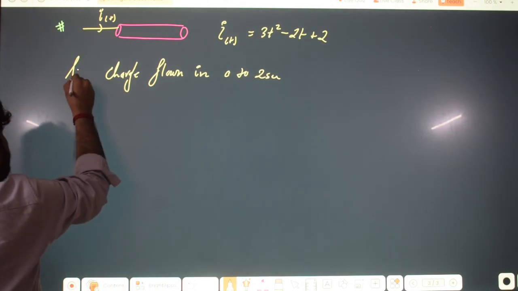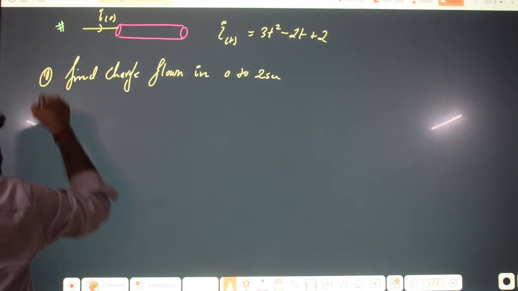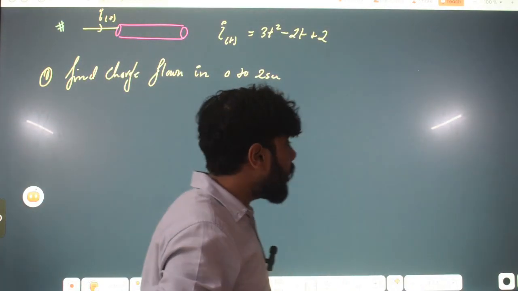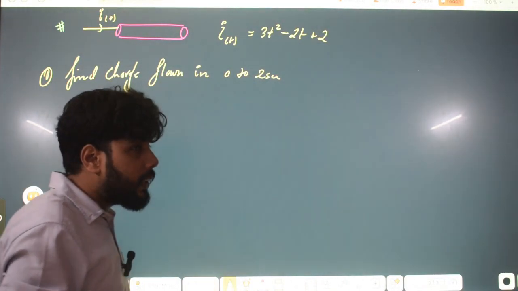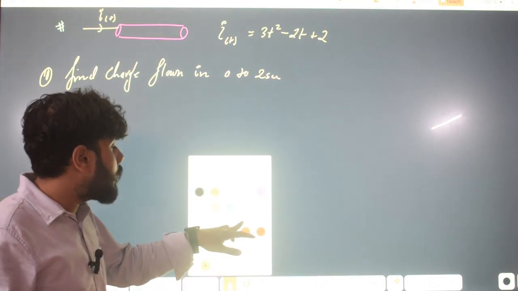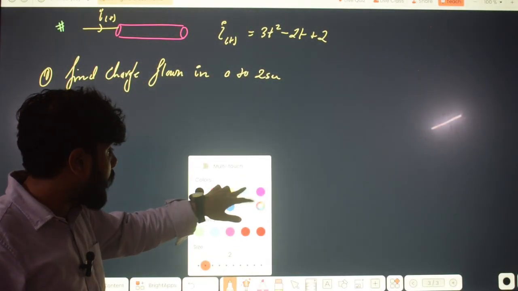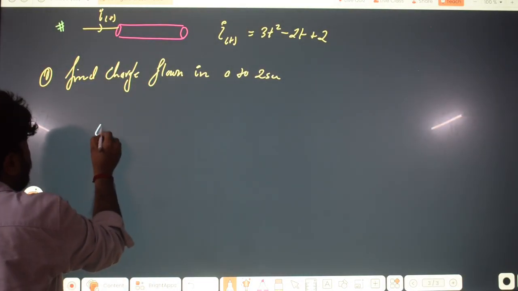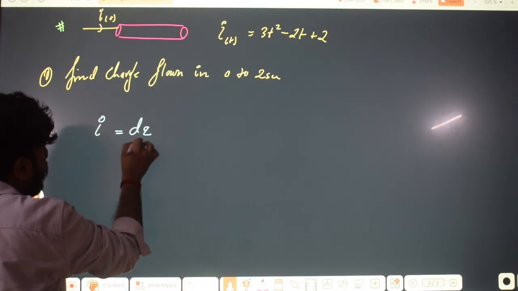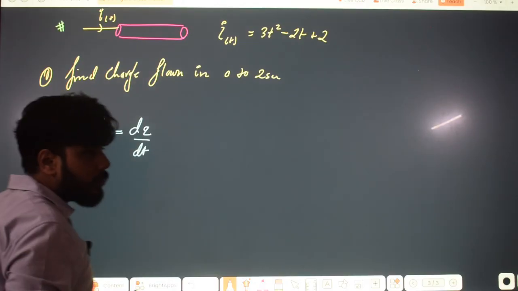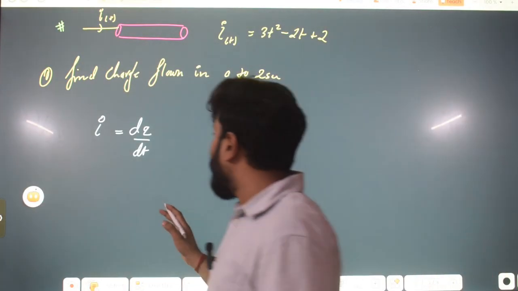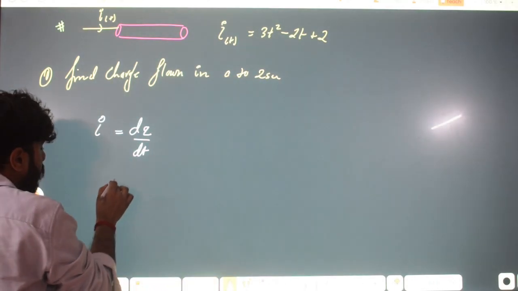Limit can be anything. But what I'm implying is that in the earlier question they gave you the equation of charge and asked you to find current. Now they have given you the equation of current and are asking you to find charge. So if you remember, I is also defined as dq over dt. So whenever you see the current equation, you have to use this formula, and from there you can find charge.